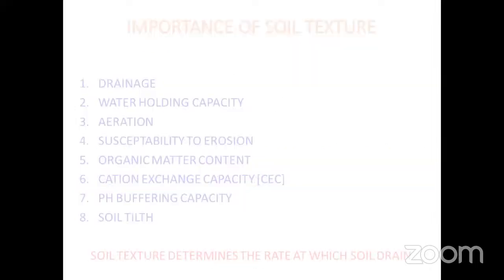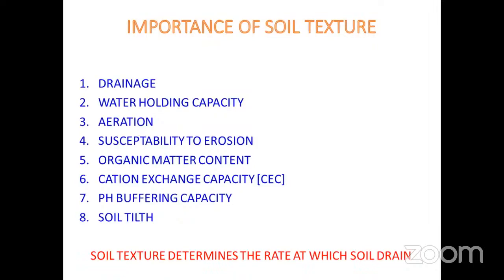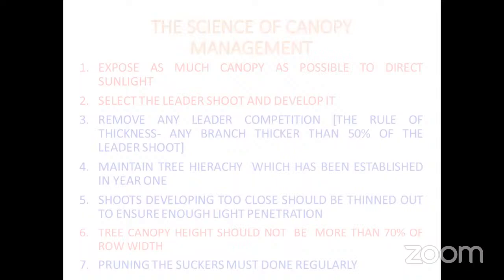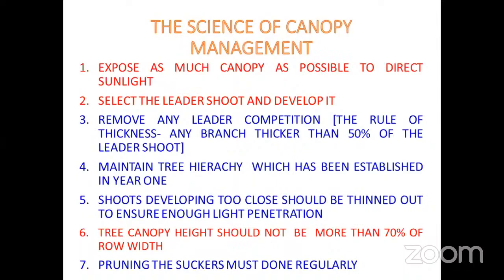And people who've done research into this suggested that any branch thicker than 50% of the leader shoot must be removed. And the tree canopy height, the height of the leader shoot, must not be more than 70% of the row width. The row width is the distance between 2 trees. Say if you have 5 meters apart, 70% of that will be 3.5.